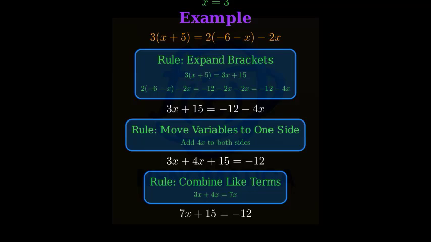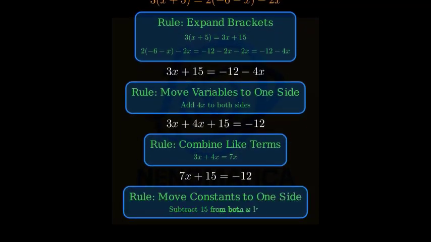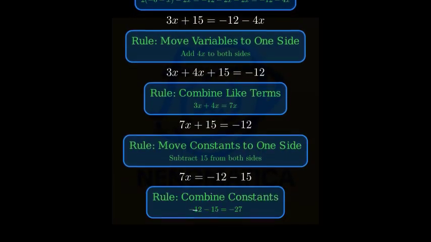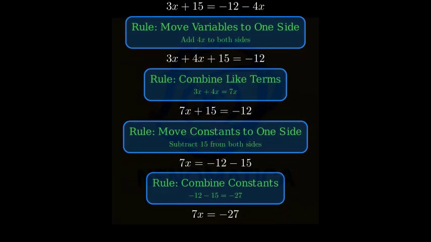Next, we'll move all constant terms to the right side of the equation. We'll subtract 15 from both sides. This gives us 7x equals negative 12 minus 15. We'll combine the constant terms on the right side. Negative 12 minus 15 equals negative 27. So our equation becomes 7x equals negative 27.